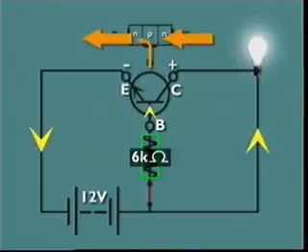The transistor then operates as a low resistance conductor. A small current through the base lets larger current flow across the emitter collector junction. The transistor is then said to be turned on.